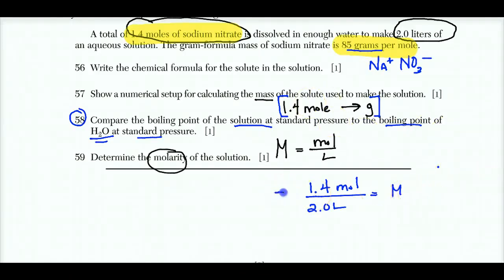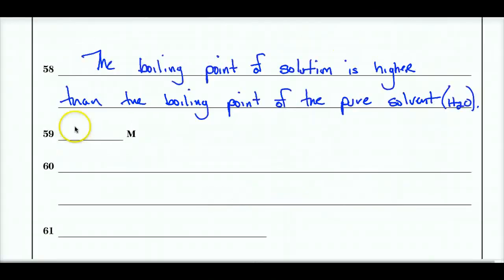Now I would probably write that as 0.70 molar. They did not say to use the correct number of sig figs, so they probably would accept 0.7. But you should know that this has 2 sig figs, and this is 2 sig figs. It's good practice to use 2 sig figs. So the answer is 0.70. Okay, let's go put that into our answer booklet.